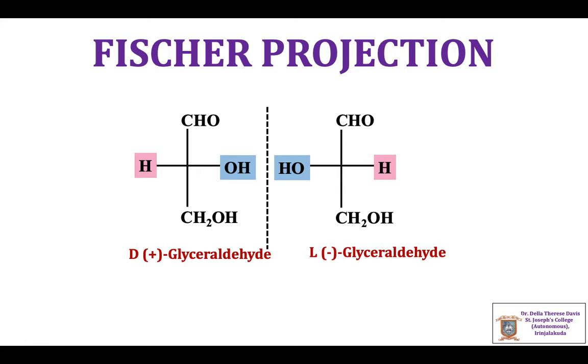The D and L isomers of glyceraldehyde are represented here. The isomer in which the OH group is towards the right side is called the D isomer, and the one in which the OH group is towards the left side is called the L isomer. In Fischer projection, the carbonyl group is always represented at the top. So here the aldehyde group CHO is represented at the top. The D and L isomers are enantiomers and they are mirror images of each other.